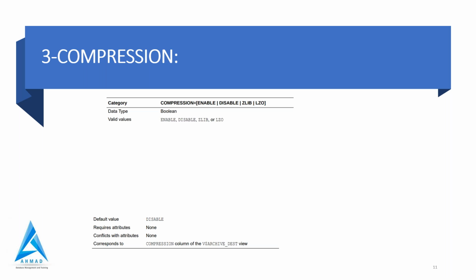And from the V$ARCHIVE_DEST view, you will have a compression column, so you can check that. The ENABLE option enables compression and uses the zlib algorithm. When you enable it, it will use the zlib compression algorithm by default. The compression attribute is optional. If it is not specified, the default compression behavior is disabled. So you need to enable it if you want to use it.